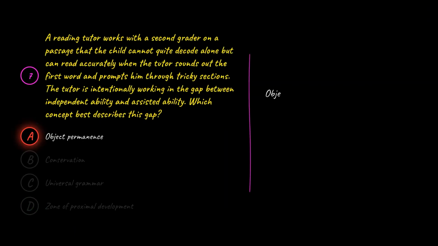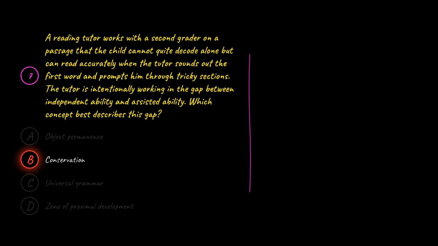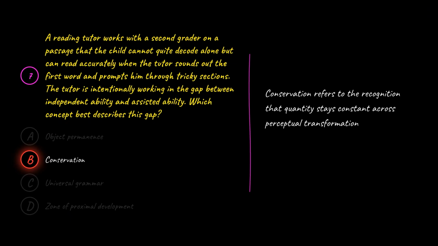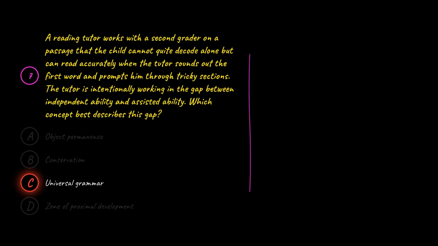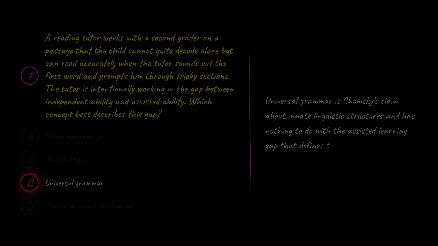A is wrong because object permanence describes an infant's understanding that objects continue to exist when out of sight, a Piagetian concept unrelated to scaffolded reading instruction. B is wrong because conservation refers to the recognition that quantity stays constant across perceptual transformations, another Piagetian concept rather than a Vygotskian zone. C is wrong because universal grammar is Chomsky's claim about innate linguistic structures and has nothing to do with the assisted learning gap that defines this scenario.